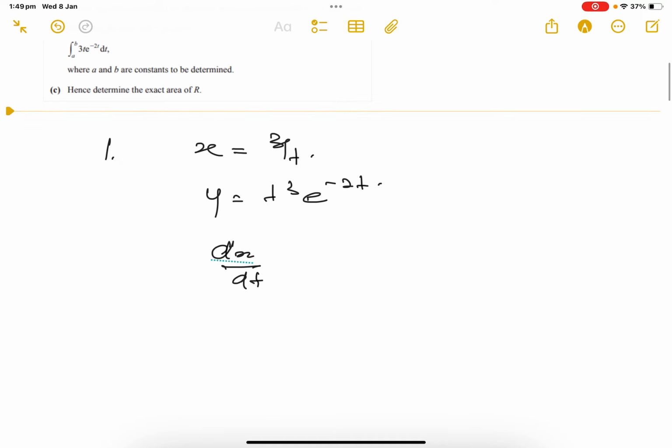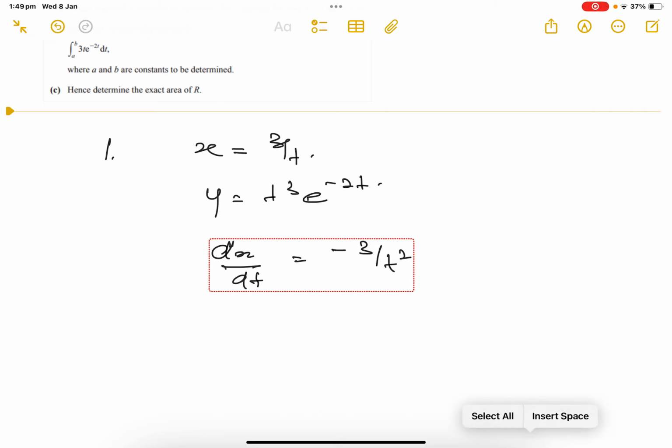dx over dt: x equals 3 times t to the minus 1. If we differentiate that, minus 1 comes down, so 3 times minus 1 times t to the power minus 2. Therefore, dx over dt equals minus 3 over t squared.